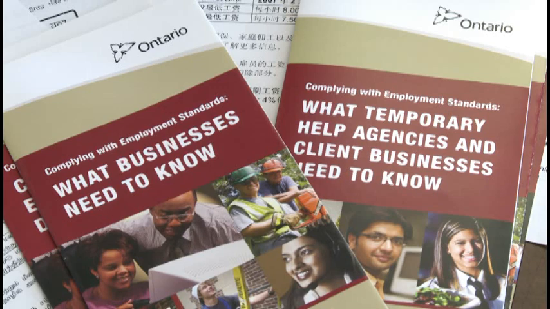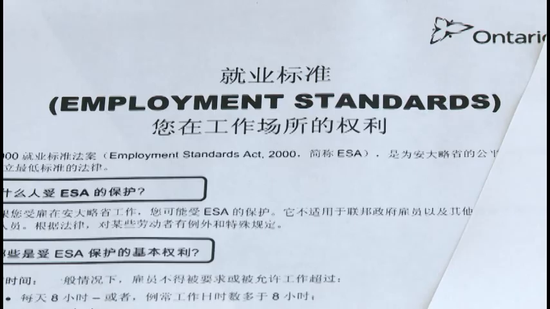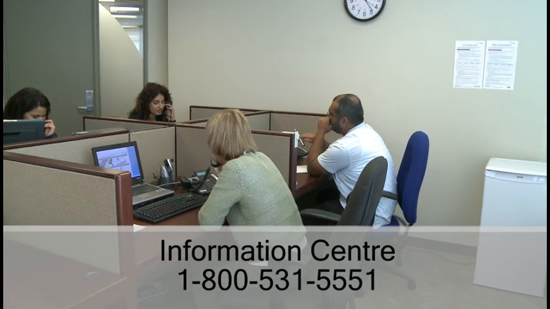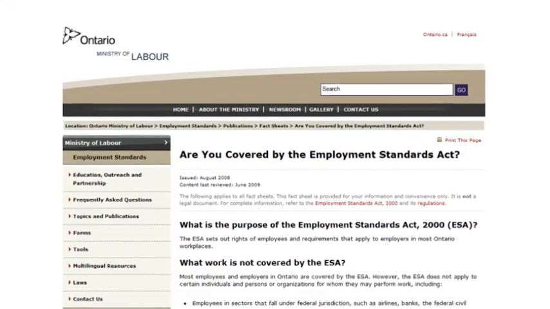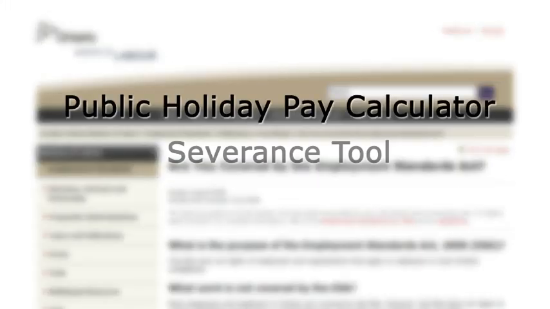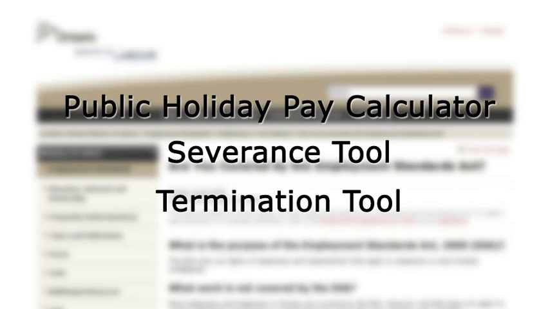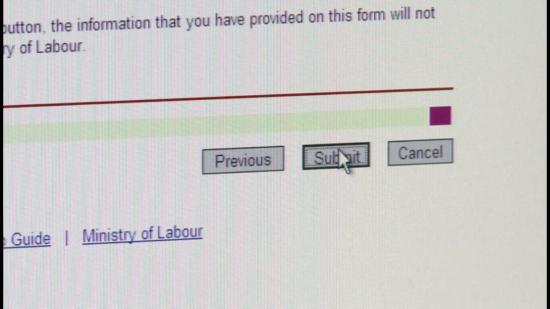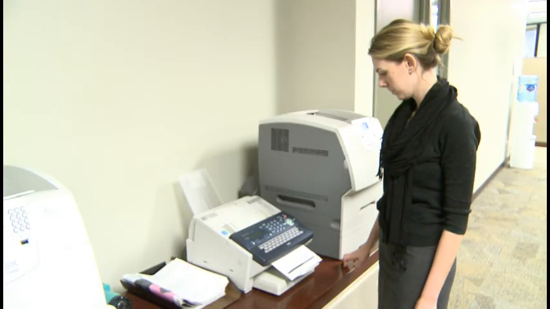The Ministry of Labour has many publications available in numerous languages, and an employee can also call the Employment Standards Information Centre to get further information on their rights, or visit the Ministry of Labour website. The Ministry of Labour website contains several online tools that can help an employee fill out the claim form. Once you've filled out the claim form, you can submit it online through the Ministry of Labour website, by fax, or by mail.